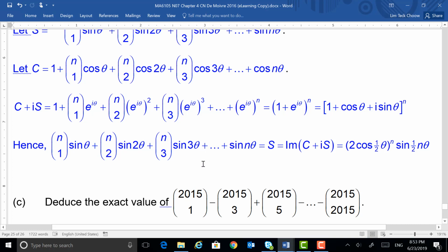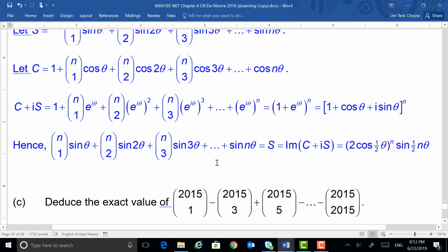And if you look at them and compare them more carefully, you realize that actually the even terms, the sine 2 theta and the sine 4 theta, these terms must disappear. Why is it so? Because in this expression that we want to evaluate, there's only 2015C1, 2015C3, 2015C5, and so on. That means they only have the odd number terms, which means in order to spot on a value of theta, I must choose a theta so that all the even terms will die off.